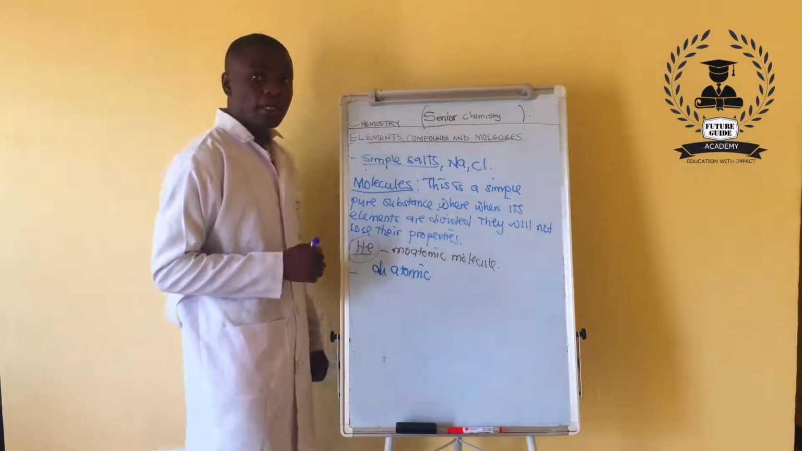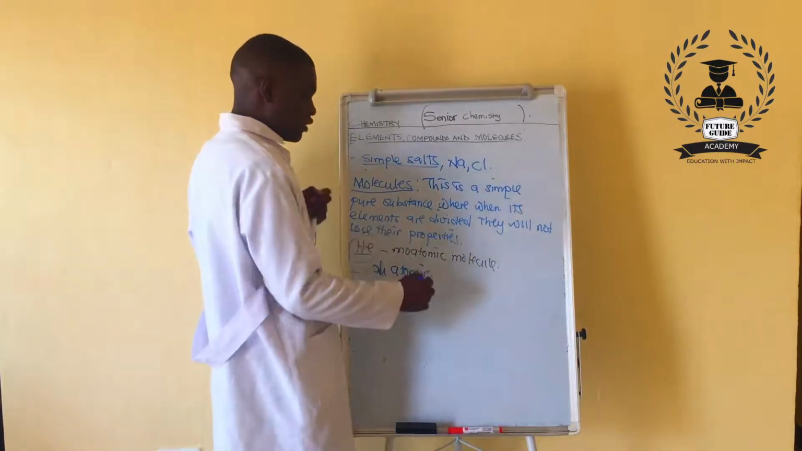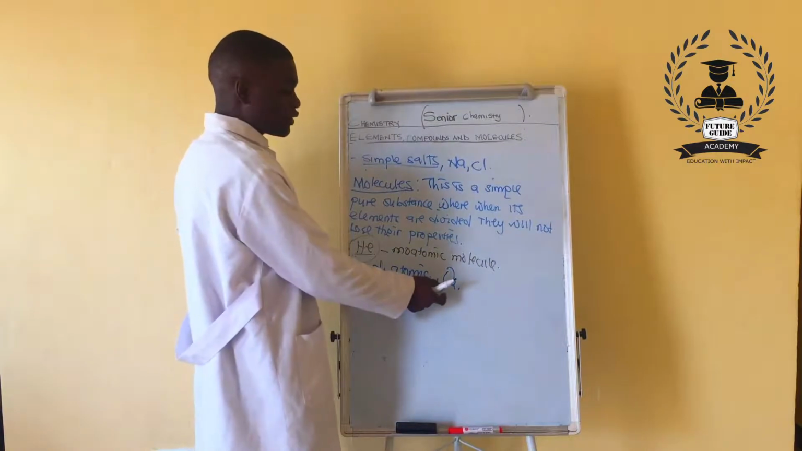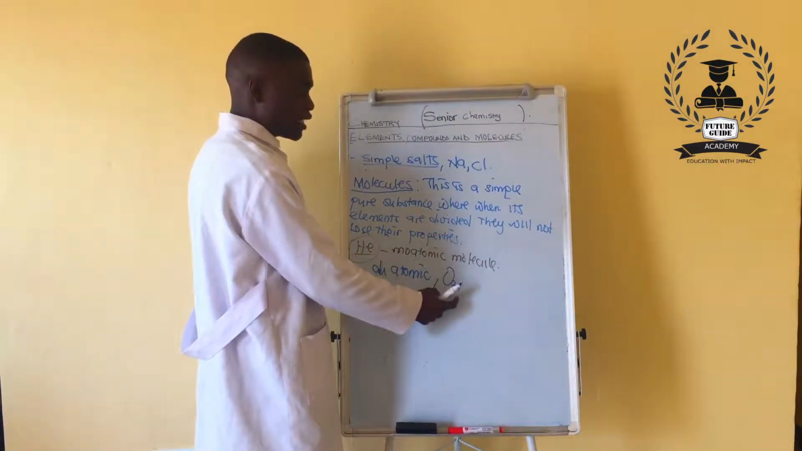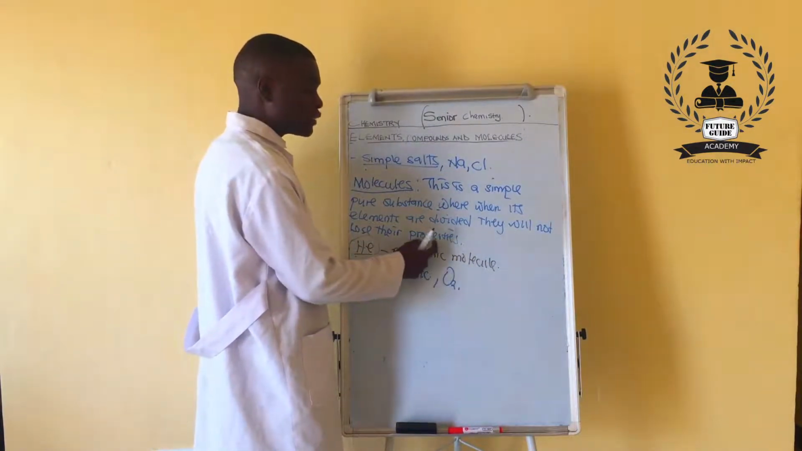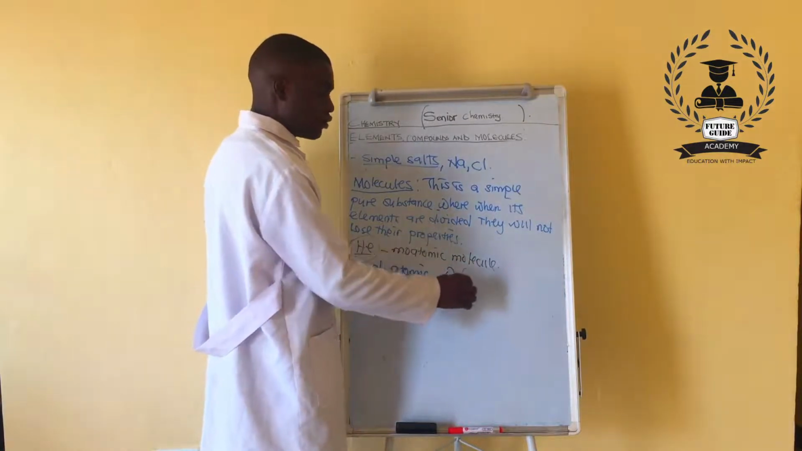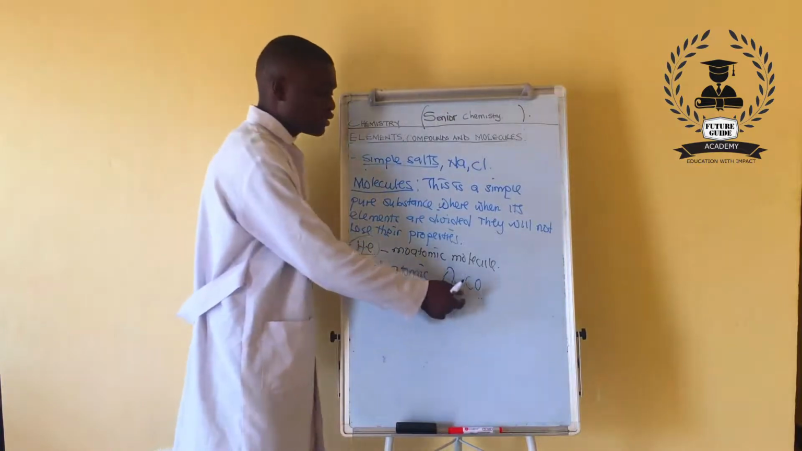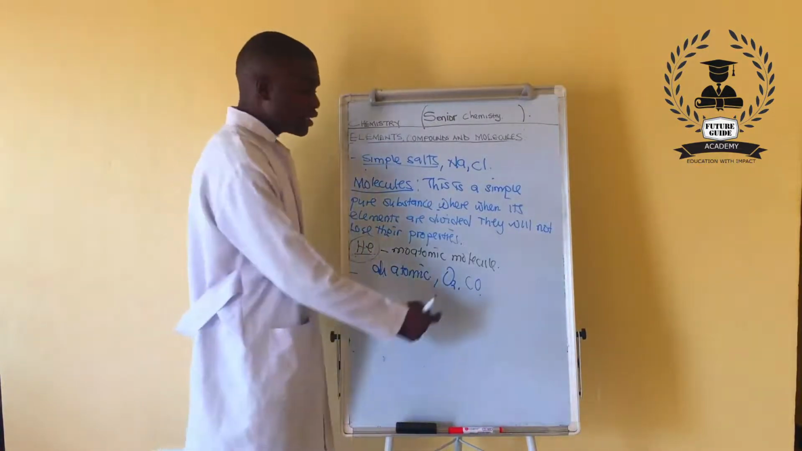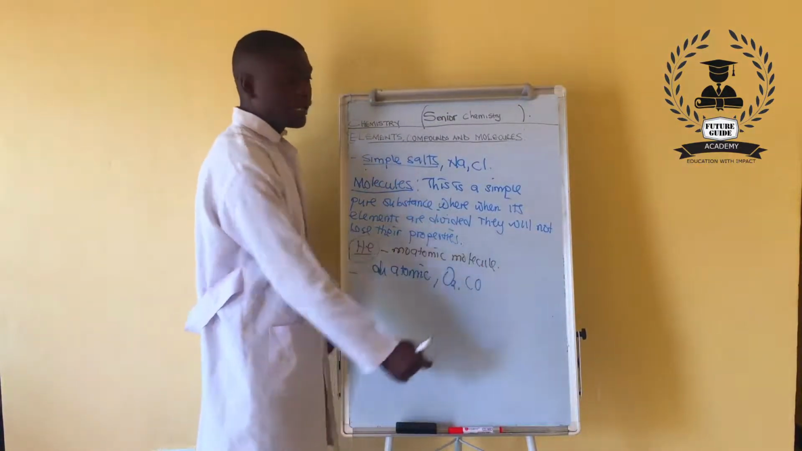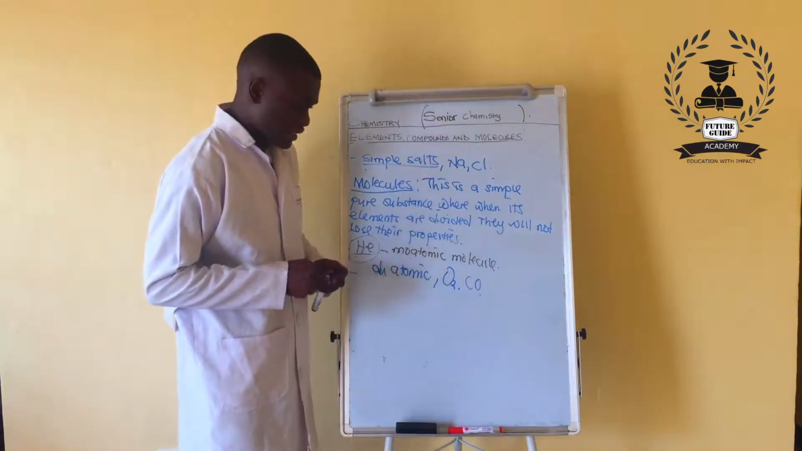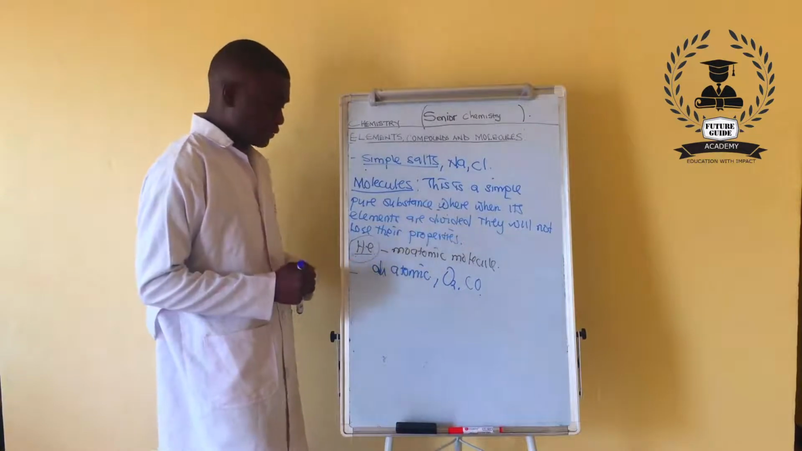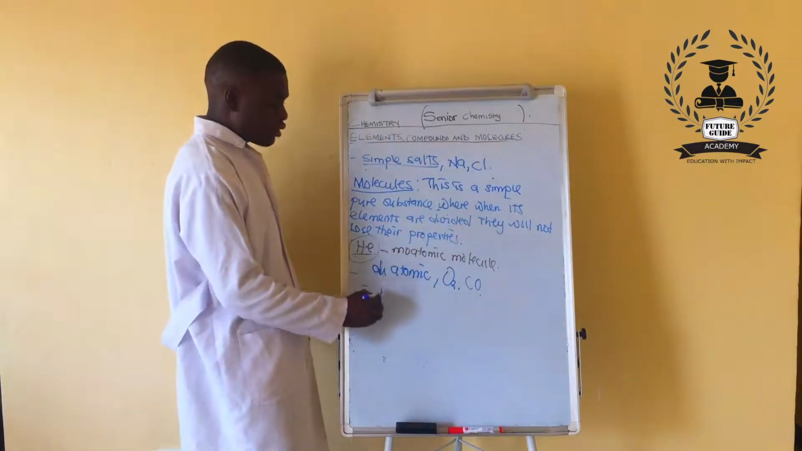Those which have how many atoms? 2. A very good example is oxygen, 2 atoms of oxygen. These can be separated, but they will not lose their properties. We also have carbon monoxide. That one is a diatomic molecule. Reason? Carbon is bonding with 1 atom of oxygen. There are many other diatomic molecules.